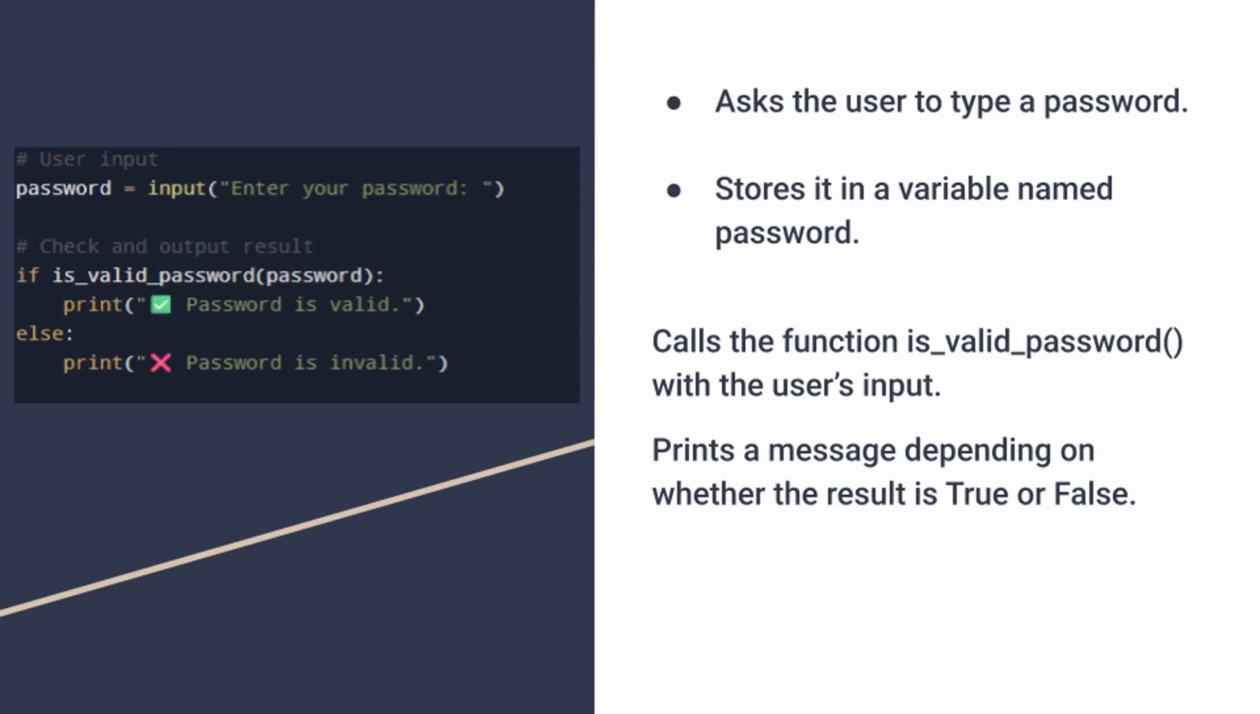This function returns the final result, valid or invalid. So now we're going to put in a user input. We set a variable password equal to the input, "Enter your password." Once the user enters their desired password, we call the function isValidPassword with the user's input. And then we're going to print out a message depending on whether the result is true or false.